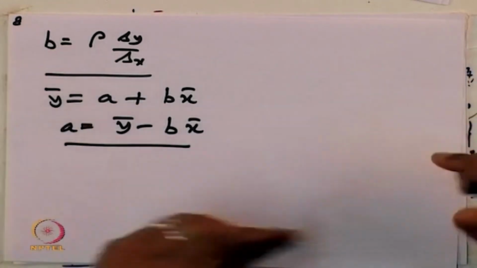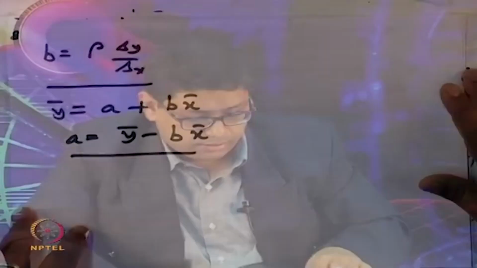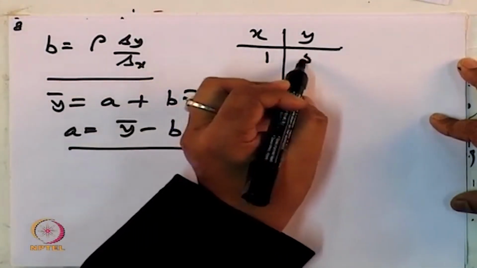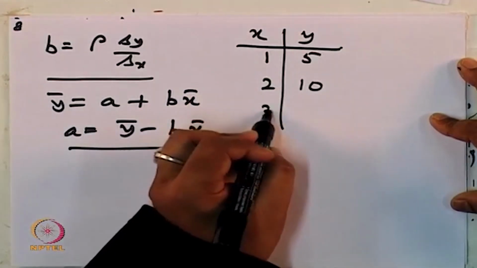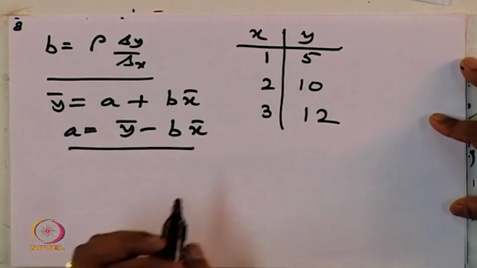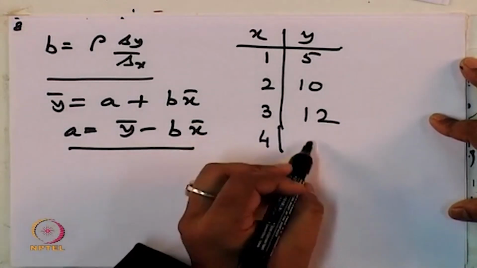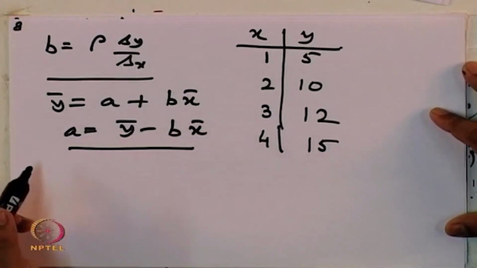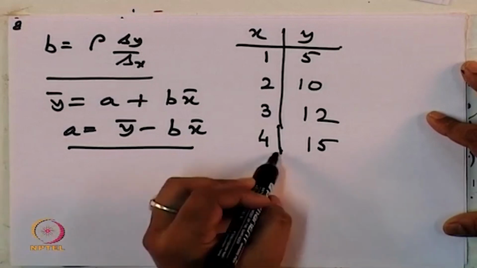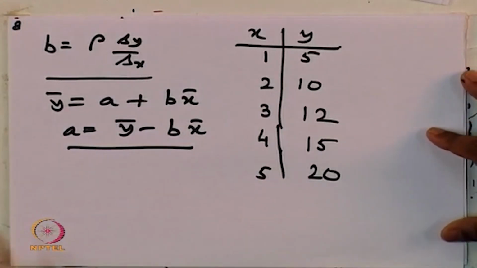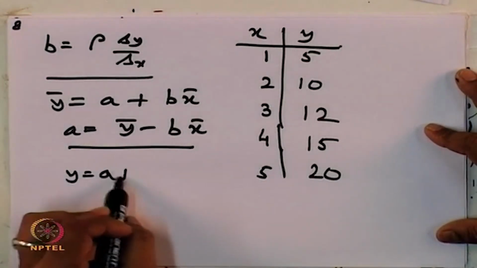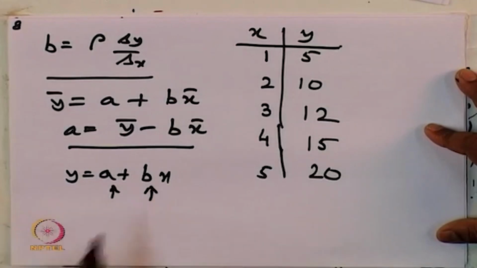So, let us work out a specific case and see what values we get for x and y. Let us take a very simple example. So, these are our 4 values, or let me make it 5. 5 is 20. So, this is my x and y data, and I want to find y is equal to a plus b x, and what our values a and b are respectively.